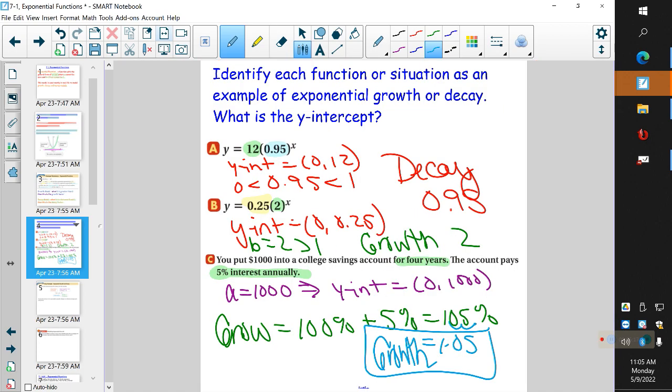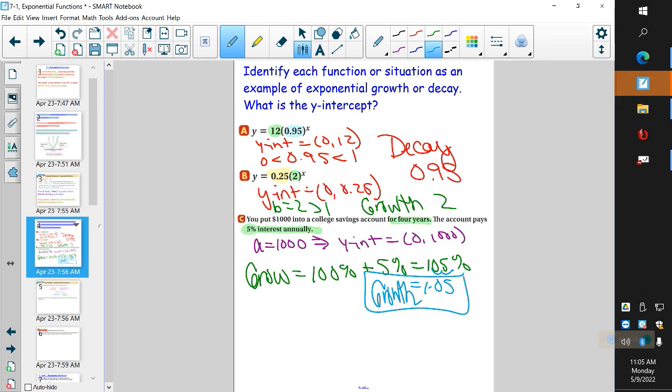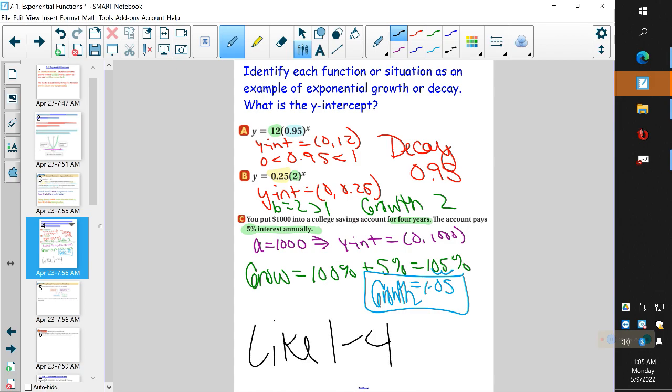So we did not actually have to do anything with that, but just identify your Y-intercept and then also identify the exponential growth or decay factor. Any questions over this? This is problems like on your homework, 1 through 4, okay?